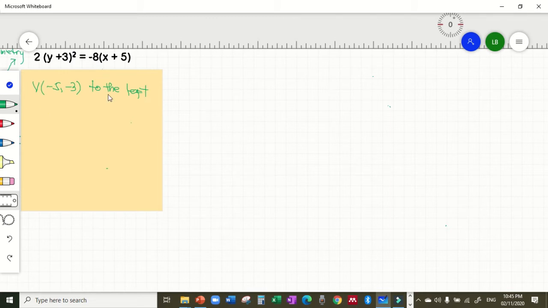Since we have 4c equals negative 8, c equals negative 2. So our focal distance is 2. This is our focal distance. And the length of the latus rectum, or the LR, is 8.